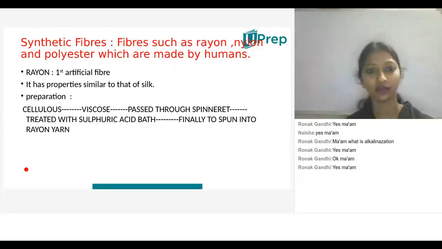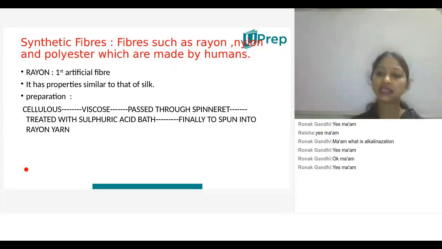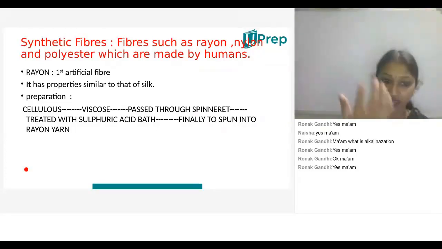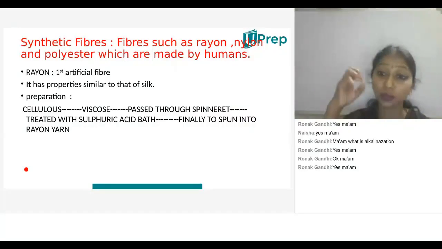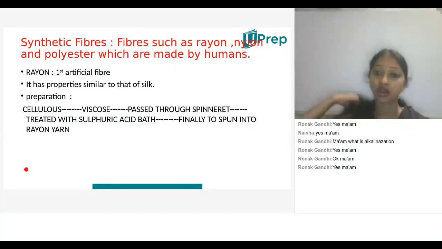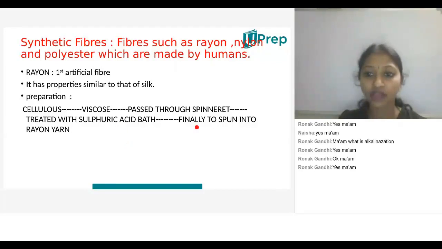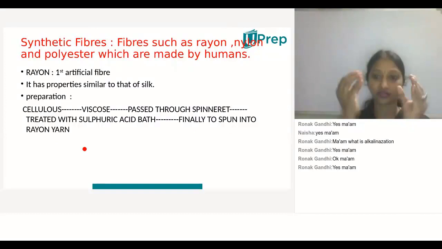Yes, ma'am. Very good. Okay, finally, why does the thread undergo this sulfuric acid bath or alkalization bath? In order to make the thread strong and hard, this treatment is used. In the same way, if any impurities are there, they will be removed by this sulfuric acid alkalization. Finally, it will be spun into rayon ends so that we get thread-like material.